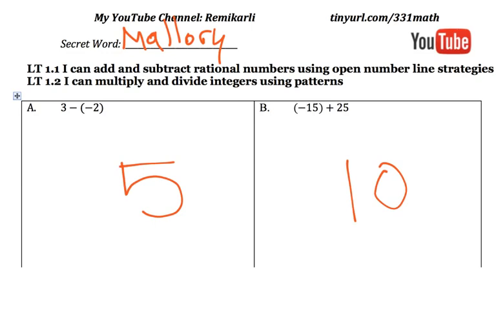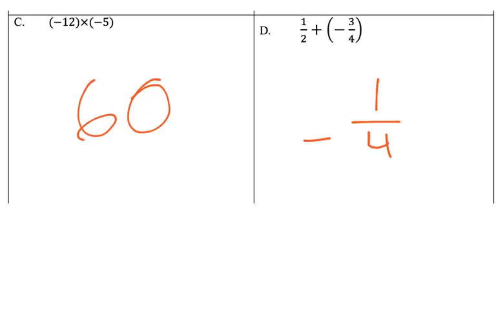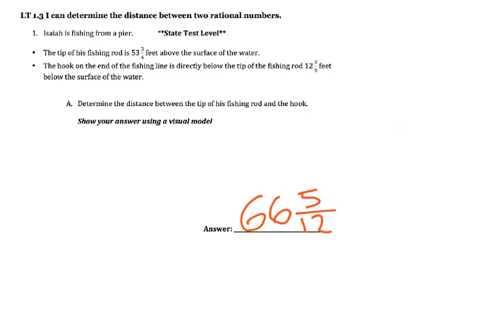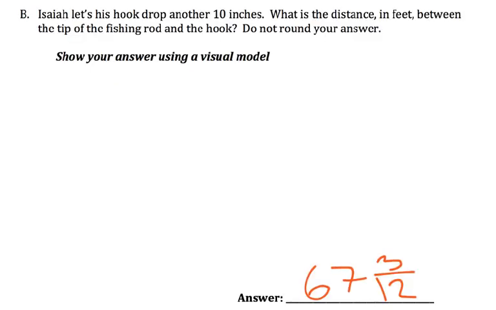Letter A is 5, B is 10, C is 60, D is negative 1/4, E is negative 140, F is negative 90 over 100. The first question on the back is 66 and 5/12, and B is 67 and 3/12.